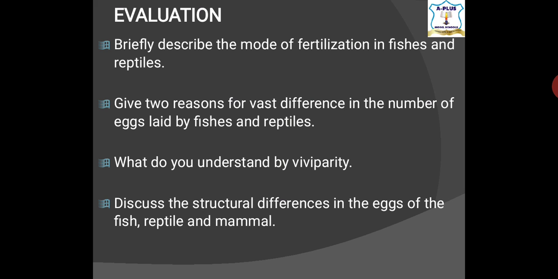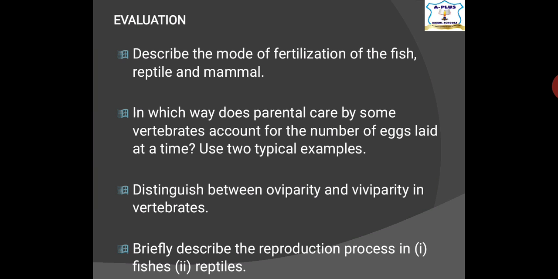So you should be able to know that. Give 2 reasons for the vast difference in the number of eggs laid by fishes and reptiles. What do you understand by viviparity? Discuss the structural difference in the eggs of the fish, reptile, and mammal. Describe the mode in which fertilization takes place in fish, reptiles, and mammals.